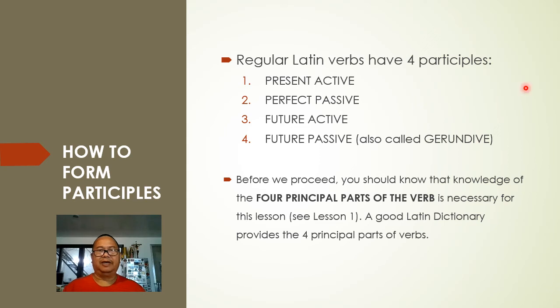Our lesson today is on participles. The first part is how to form participles, or we may call it the morphology of participles. Regular Latin verbs have four participles: the present active, perfect passive, future active, and future passive participles, also called the gerundive. Be very careful.